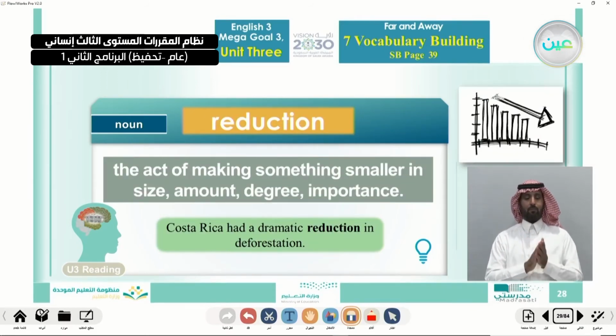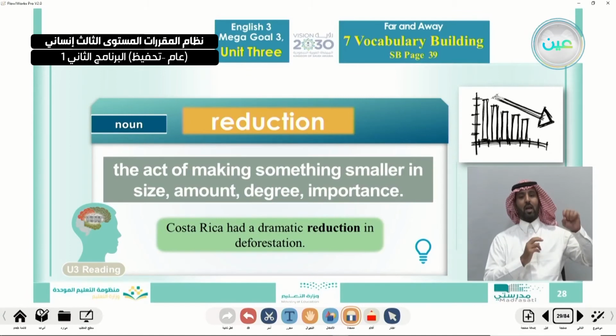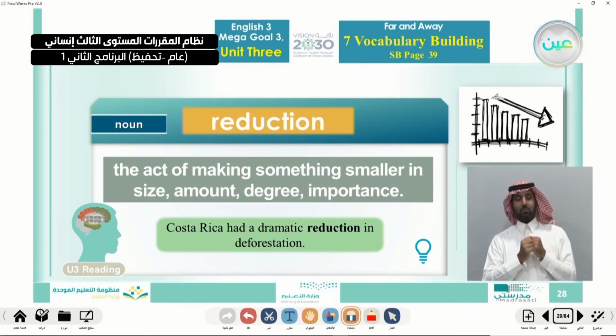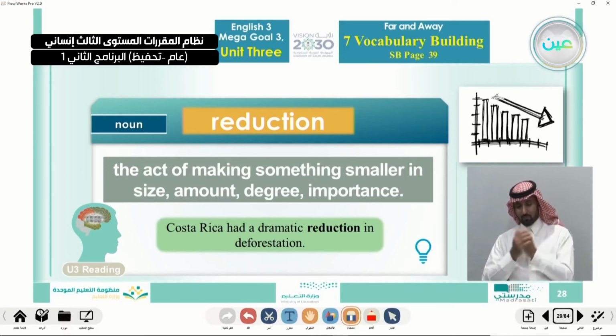Okay, reduction. Reduction is a noun taken from the verb reduce. If you know the verb reduce, reduction is the noun of the verb reduce. The act of making something smaller, أقل أو أصغر, smaller in size or amount or in degree or importance. Reduction. That's reduction. تقليل. Now we are talking about a country that is leading in the ecotourism industry, which is Costa Rica. Okay, Costa Rica had a dramatic reduction in deforestation. What is deforestation? You'll find it later on, inshallah.